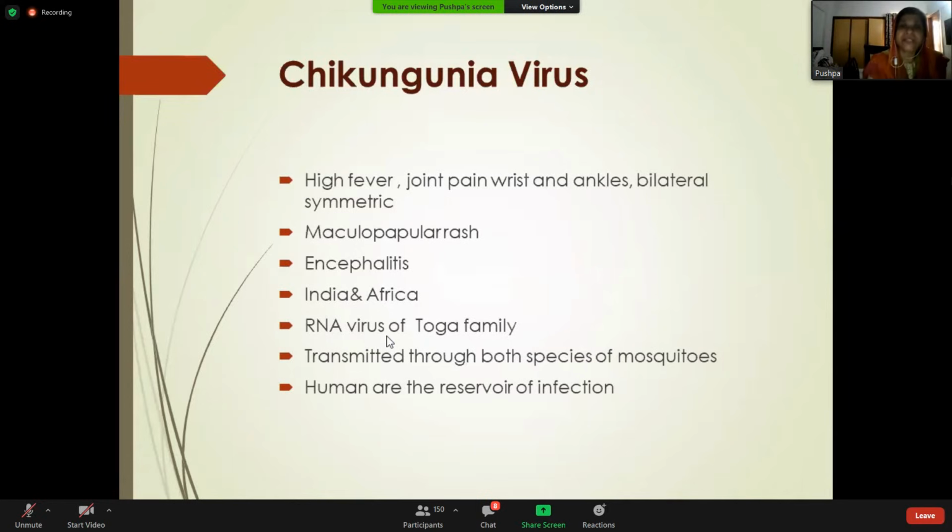So all of these viruses, as I was telling you, are of different groups, and they belong to RNA viruses. Different families, but they are RNA viruses. Transmitted through both the species. When I'm saying both the species, that means Aedes aegypti and Aedes albopictus. There are two species that can transmit this disease, chikungunya. Humans are the reservoir for infection.